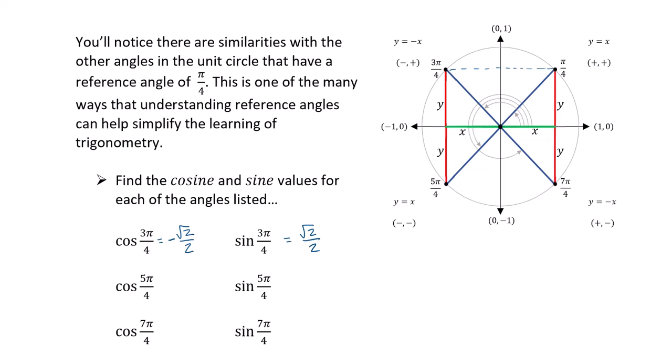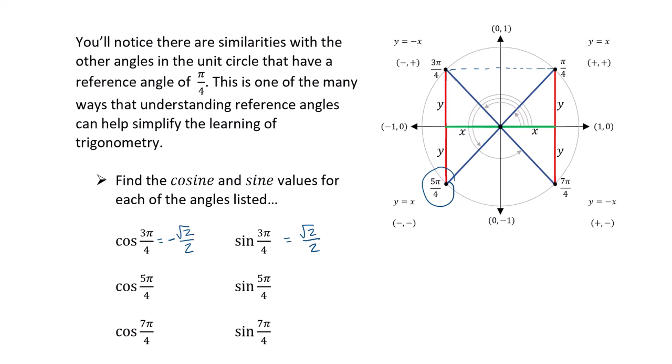Now the cosine of 5 pi over 4. Here we are down here. Now I know that the x distance this way is the same as the x distance this way.